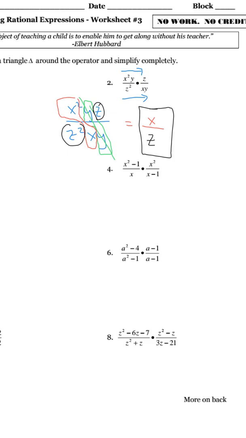So all we did there was multiply 2 fractions. The tops combined and multiplied together. The bottoms combined and multiplied together. And then we just canceled and simplified like we did before.